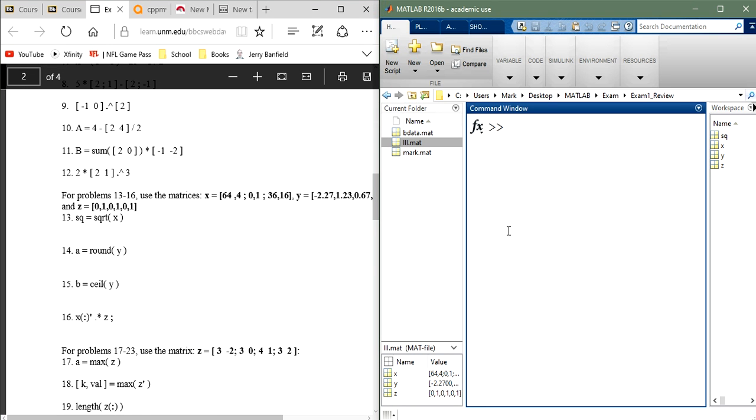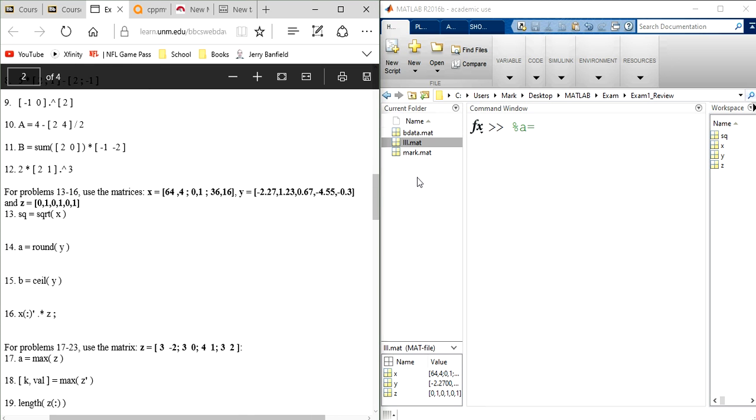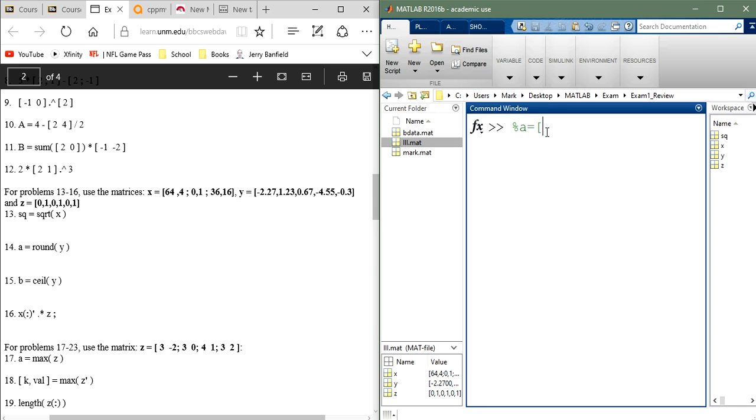Alright. So here I'm going to say A is equal to, and lucky for us, it's just one long row. Negative 2.27 rounds down to negative 3. 1.23 rounds to 1. 0.67 rounds to 1. Negative 4.55 rounds to negative 5, and negative 0.3 rounds to 0. So that's my guess. Now let's see what it really is.